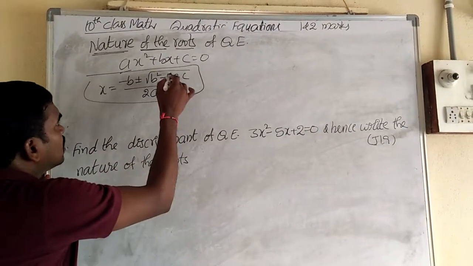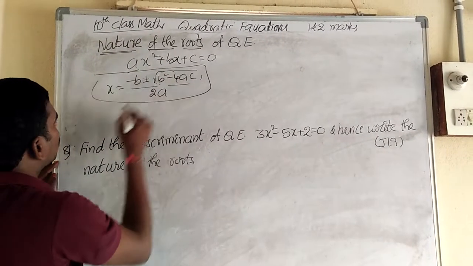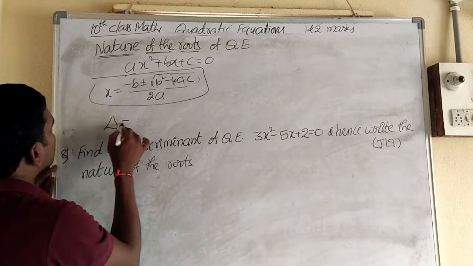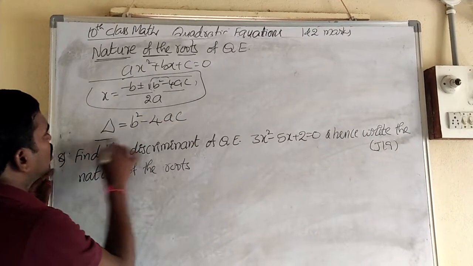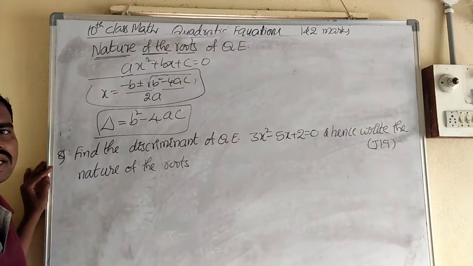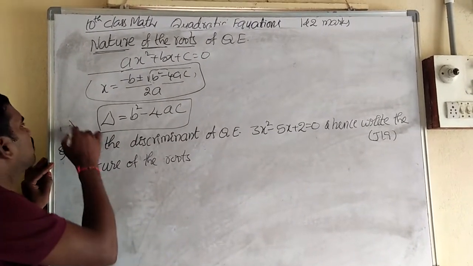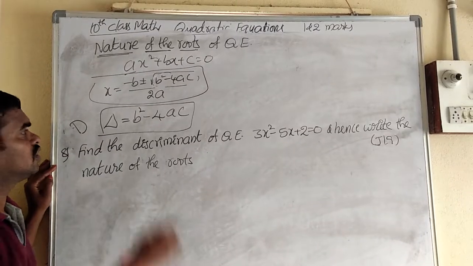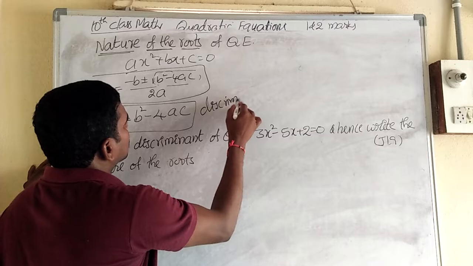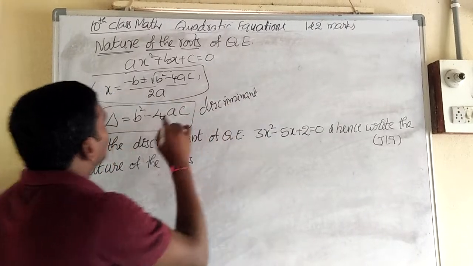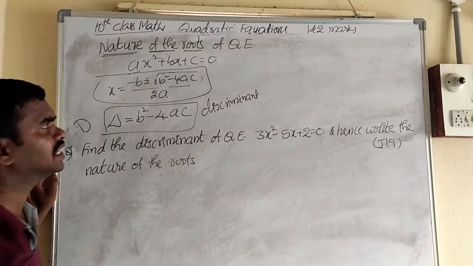But in this, b square minus 4ac is called the discriminant, denoted by delta. So delta equals b square minus 4ac, and sometimes it is also denoted by capital D. This is called the discriminant. Without calculating the roots, by using this discriminant, we can see the nature of the roots.